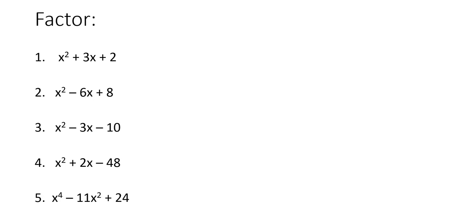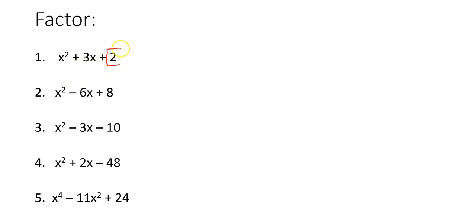Notice that all of the examples here start with a 1 before the x squared or x to the fourth term. Relatively simple thing. So if there's a 1 before that first term, then factoring is a somewhat simple thing to do. So let's look at the first one. X squared plus 3x plus 2.